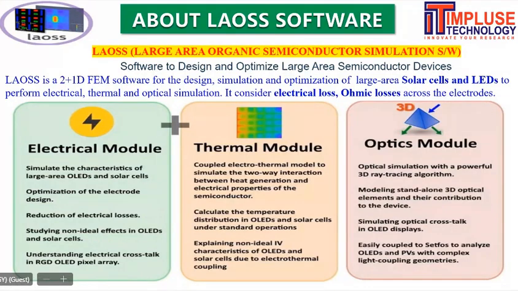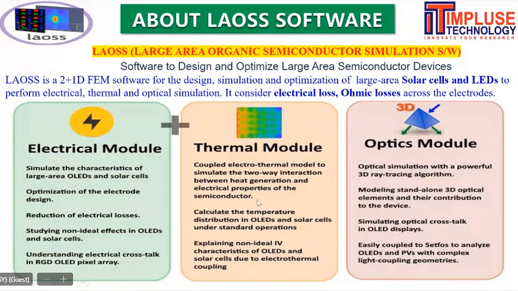which are affecting your device efficiency. So this software will try to converge quickly, and it will try to produce more accurate characteristics of your device based on theoretical assumptions. It will help understand the electrical crosstalk in an RGB OLED pixel array. Multiple arrays can be created and you can get them simulated. And the thermal module can also be coupled with the electrical. So the electrical module and thermal module can work independently, or they can be connected together, so that simultaneously you can overcome the electrical losses as well as the thermal losses.